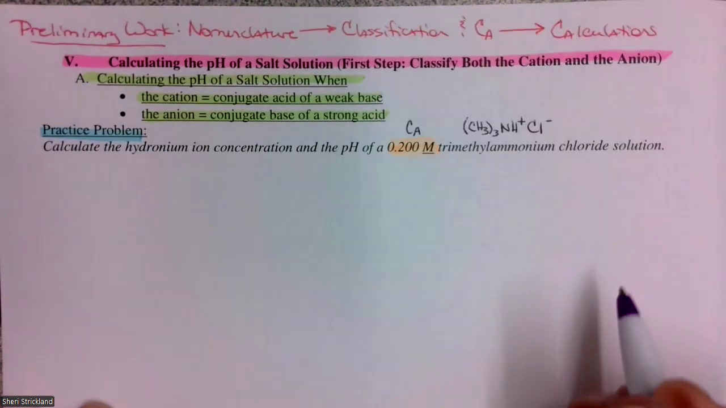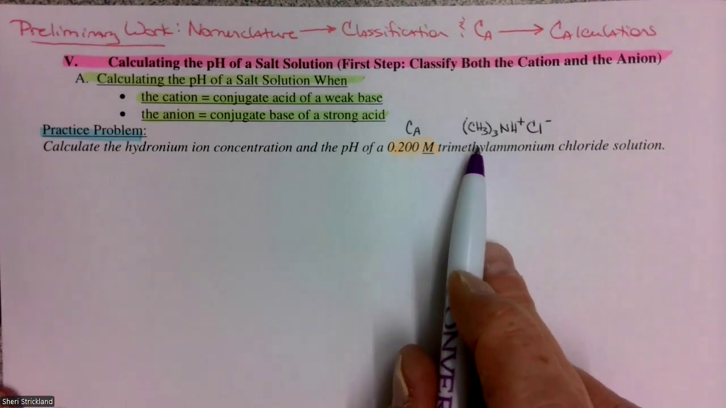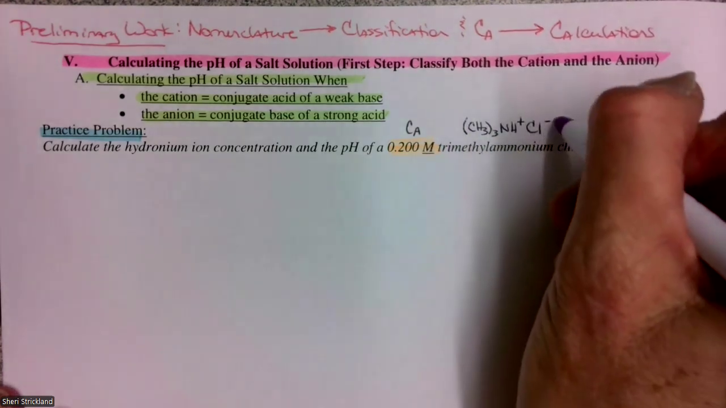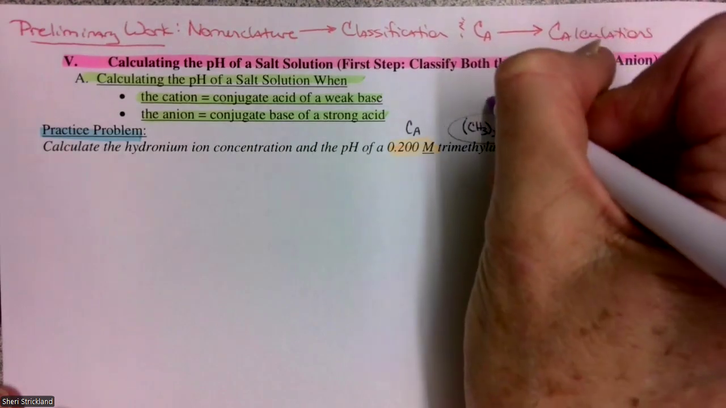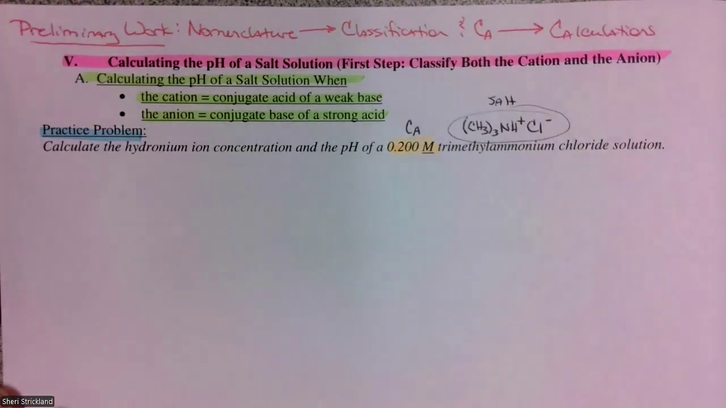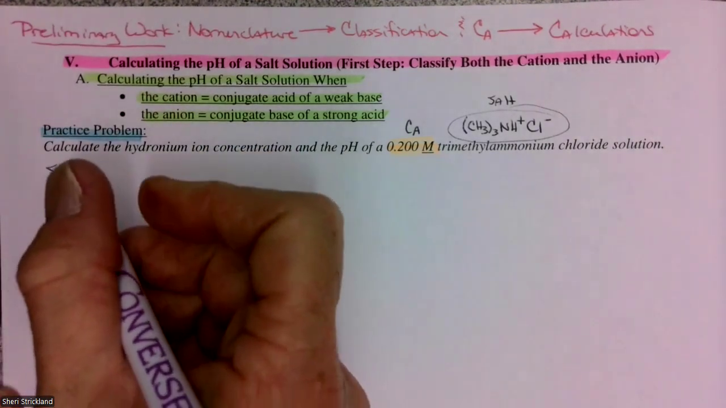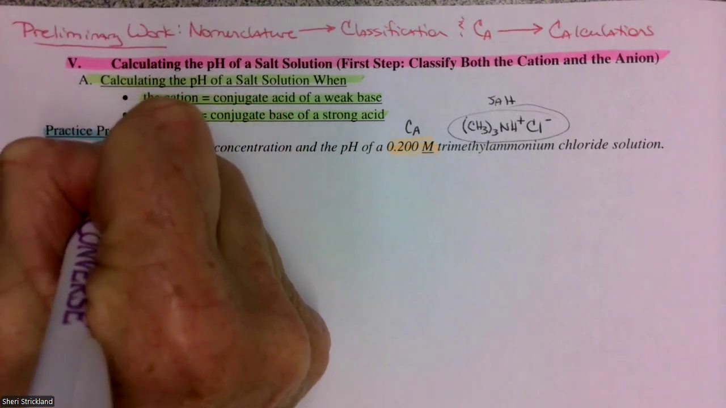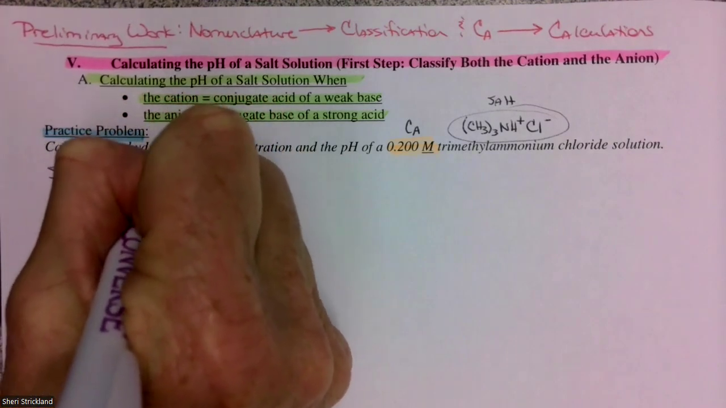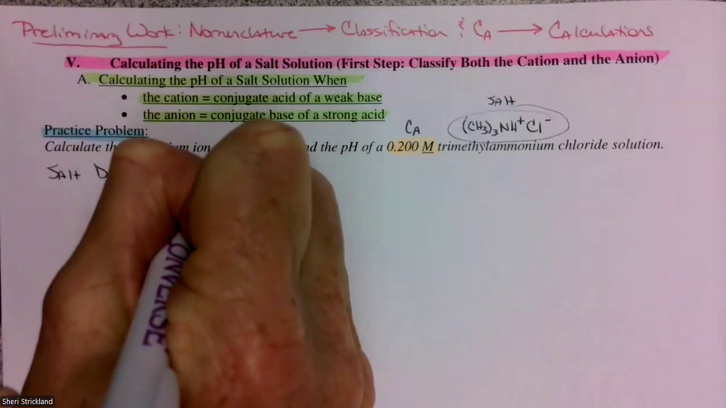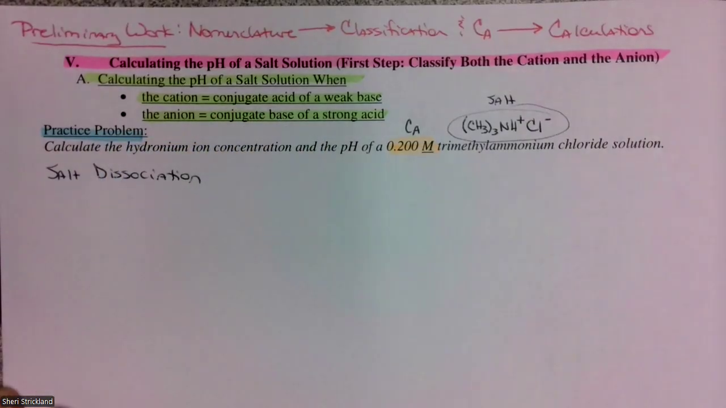All right. And now we need to know about classification. Now, this guy right here is a salt. You can tell because it's got a cation and an anion. But we need to take it apart and see what exactly the cation is and what exactly the anion is to know whether they will have impact on the pH of the solution.